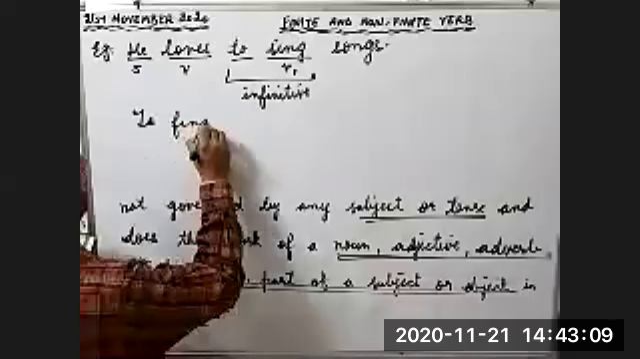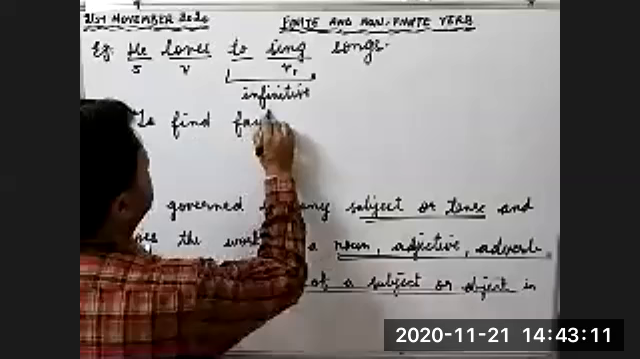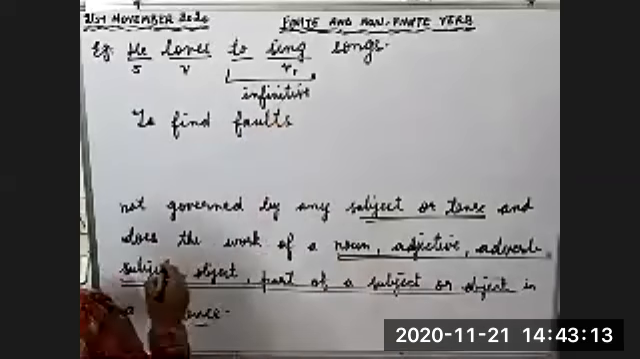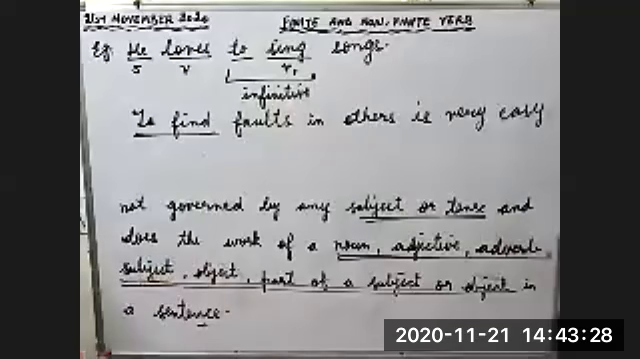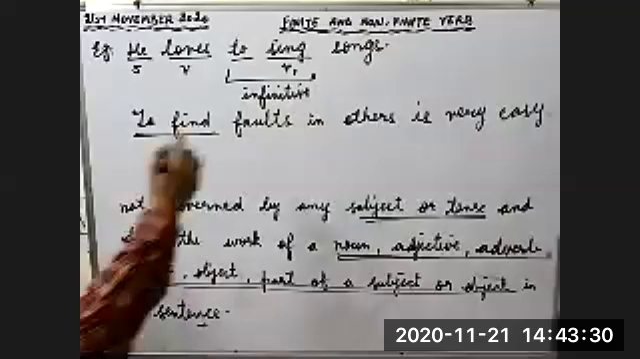Now the second example, to find faults. To find faults in others is very easy. Now you look at this. Here to infinitive is used as an object. To find fault in others.